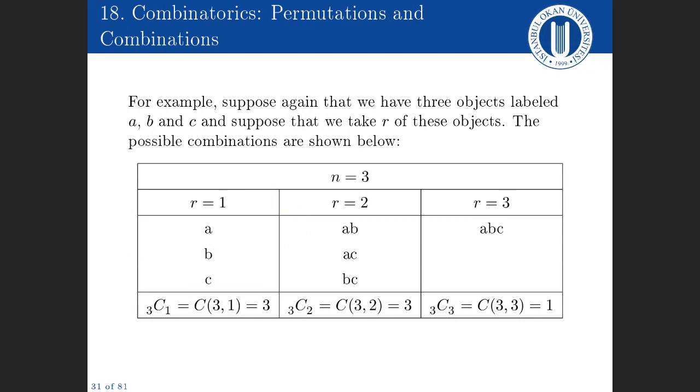Next, let's look at the middle column. How many different ways are there to take two of the three objects? We could take AB, we could take AC, or we could take BC. Now, because the order doesn't matter, AB is the same as BA. So there's really only three different possibilities. There's three different combinations of three objects taken two at a time. 3C2 is equal to 3.